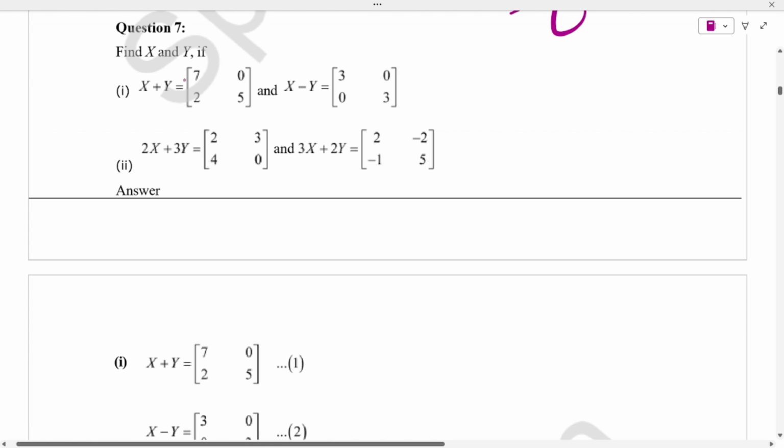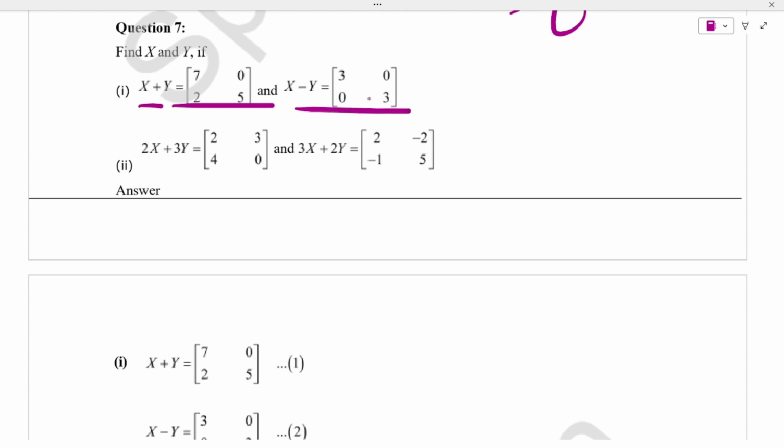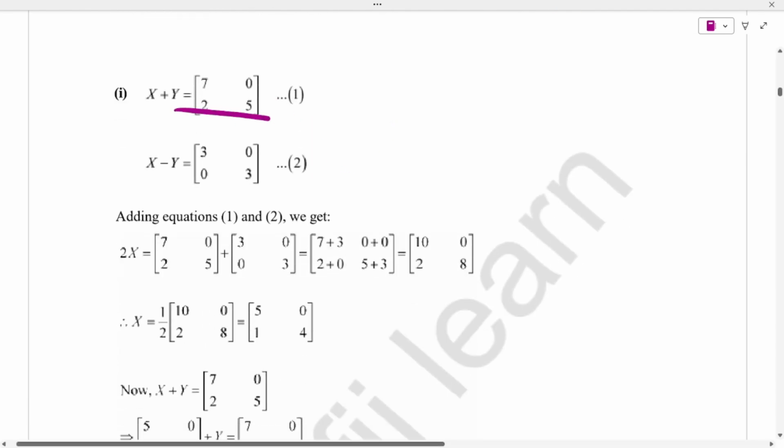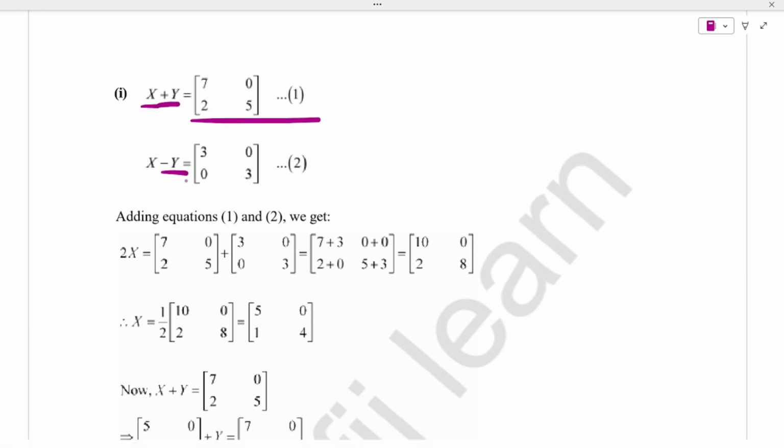Next question is, find x and y if x plus y is equal to a matrix and x minus y is equal to a matrix. Okay, now they have given the added matrix. Now we have to find what the subtracted one is. That is a very simple method. You can follow this equation form. See, x plus y they have given some matrix, x minus y they have given some matrix.